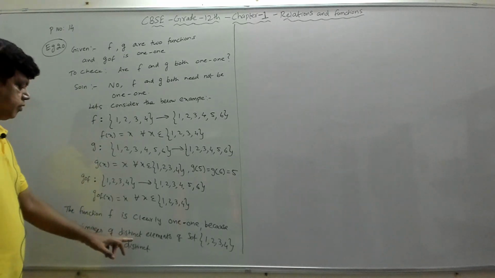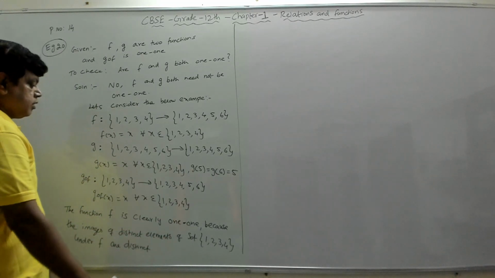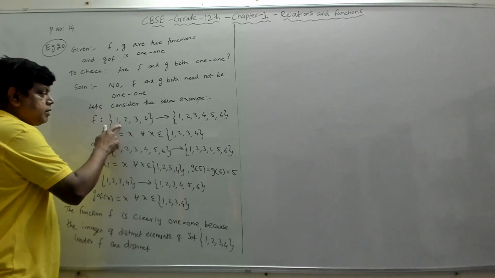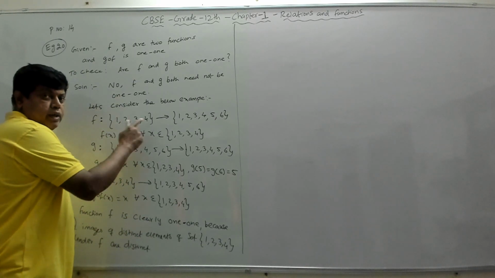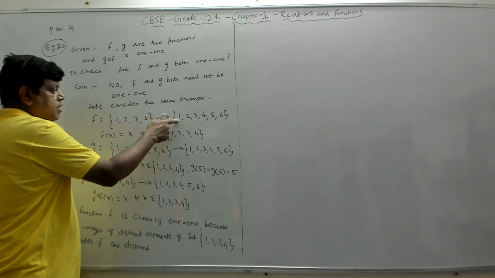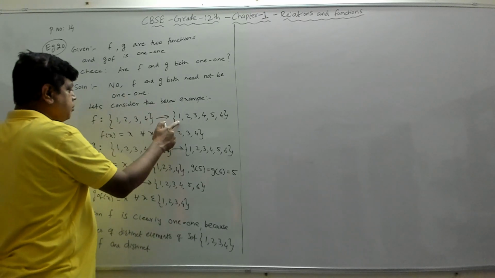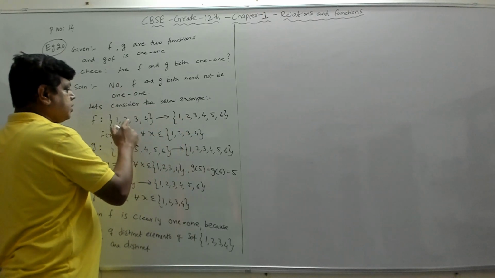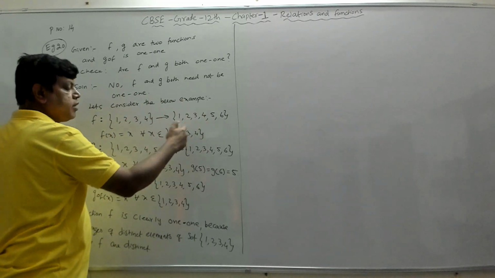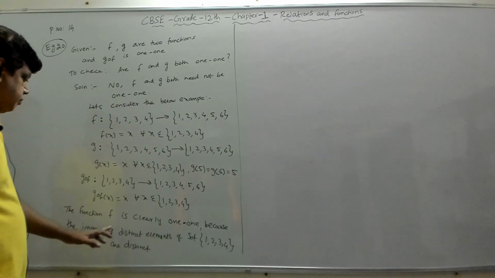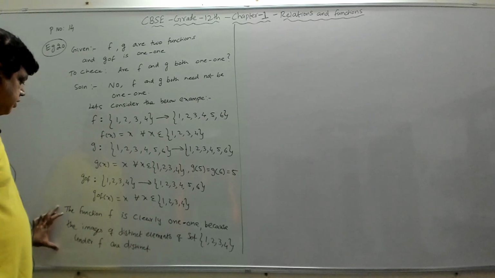The images of distinct elements of set are distinct. So if you take the image of any of the elements, none of the elements will have the same image. Not two or more elements will have the same image, which means one will have one image, two will have a different image, 3 will have a different image, 4 will have a different image. So it is 1 to 1. Clearly 1 to 1 because of this reason.